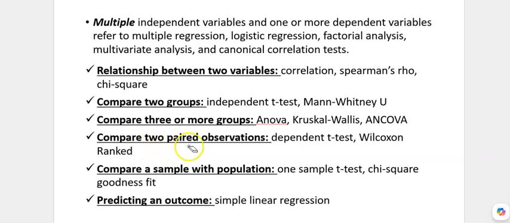And then compare two paired observations. So this is a dependent test, and this is an independent test. Why are they different?